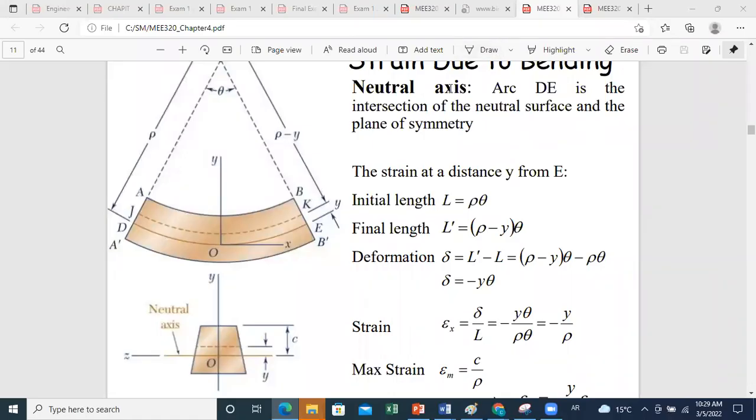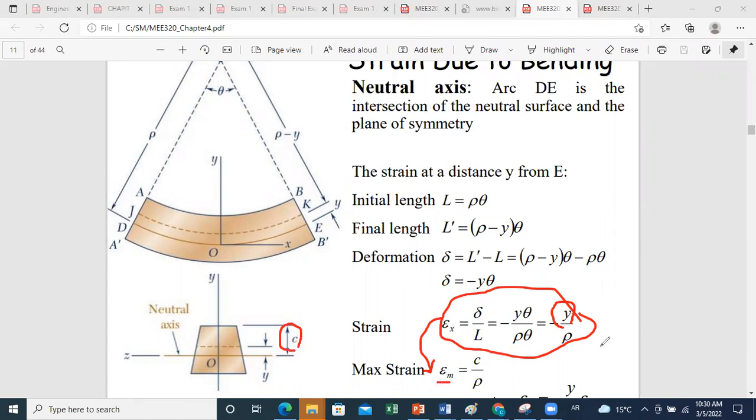So to summarize, in case of pure bending, first we have developed a variation of the strain, and we have seen that the strain is varying in a linear way with y. And epsilon x is given as minus y over rho, where rho represents the radius of curvature produced by the bending action. Now, if we apply this formula, the maximum strain will take place at the largest distance from the neutral axis, which will correspond to C, and then we can calculate the maximum strain as C over rho.